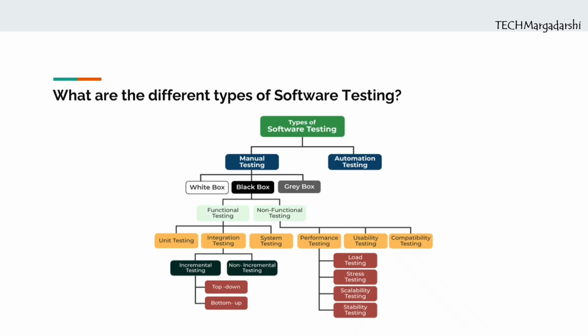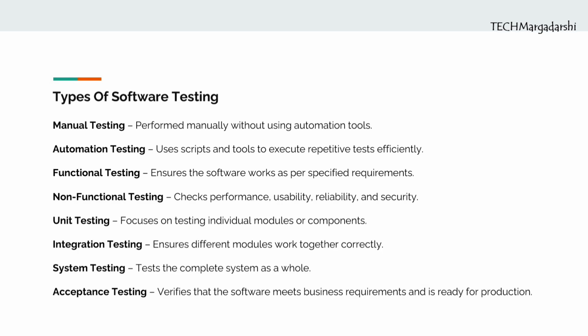What are the different types of software testing? Software testing can be broadly classified into several types. Manual testing is done manually without using automation tools. Automation testing uses scripts and tools to perform repetitive tests efficiently. Functional testing ensures the software works according to specified requirements, while non functional testing checks performance, usability, reliability, and security.